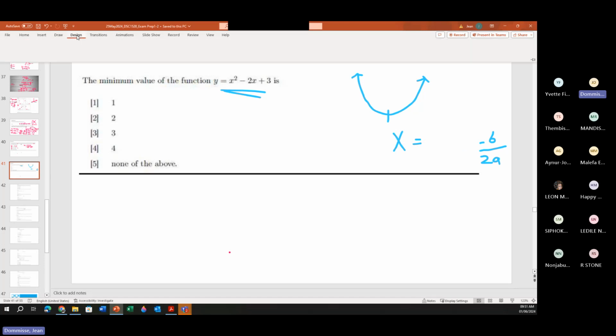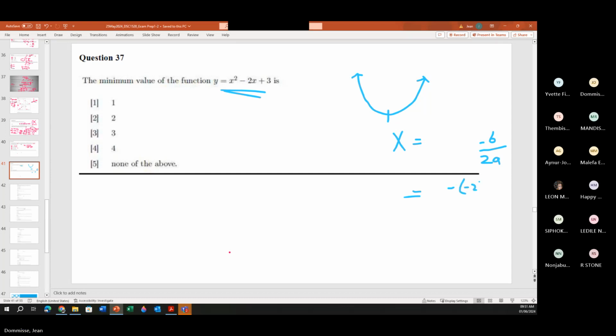Okay, so that is one way to work out the turning point. So minus b is minus 2, and 2a is 2 times 1. So that is minus 2, so it's 2 over 2, and your answer is 1. Okay, so that's one way to work out the turning point.